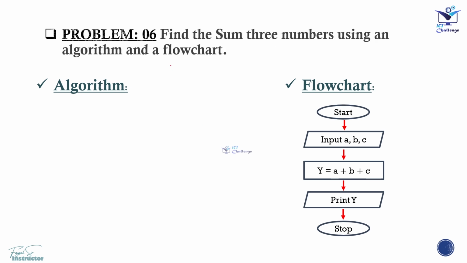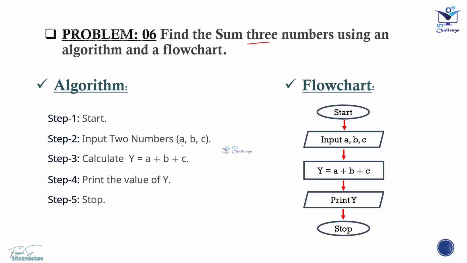Finally, if you are asked to find the sum of three numbers using an algorithm and flowchart, or any kind of summation where you have to add three numbers, the difference is that you have to take input for three variables a, b and c, and the calculation should be a plus b plus c. That is the simple difference. We have to add another variable to take input, so here also we use a plus b plus c. So that's all for today.